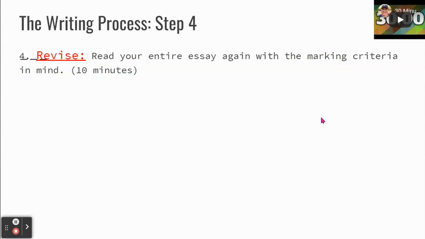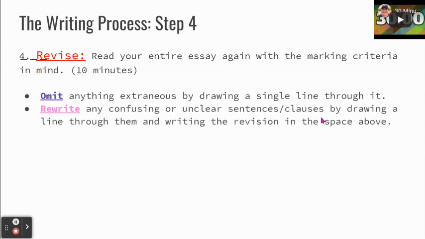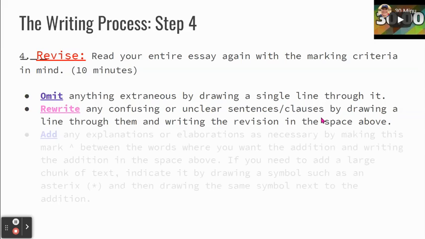You want to spend about 10 minutes reading the entire essay again. This is where you'll also do a little bit of editing. So take out anything that doesn't make sense just by drawing a single line through it. Don't scribble and make it all pretty. You might want to rewrite anything that's confusing, or maybe you've got some unclear sentences. Draw a line through anything that you don't want to be marked and write what you mean above that.